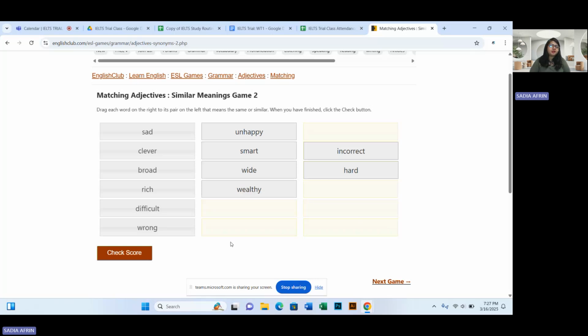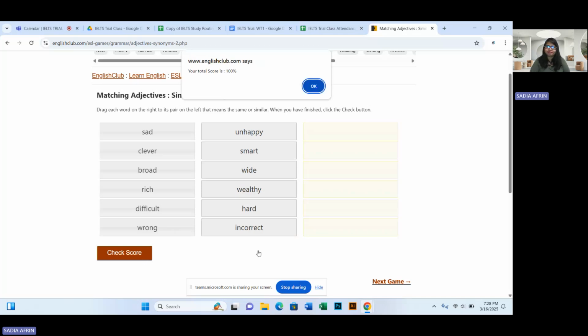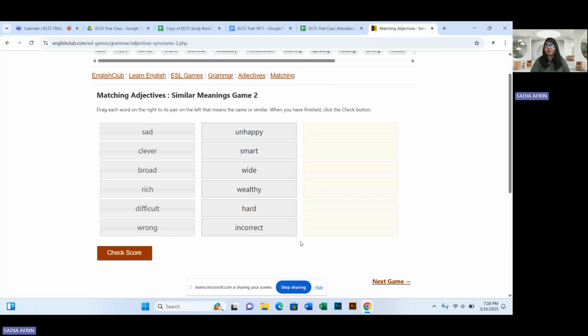Let's find a similar meaning to difficult. It should be hard, right? Hard means difficult. Can you find a similar meaning to wrong? Of course, there's only one word left and it's definitely incorrect. Wrong means incorrect, erroneous. Now let's check the score. Oh, it's 100%. That means we got all of them correct. Good news, we got the green signal.